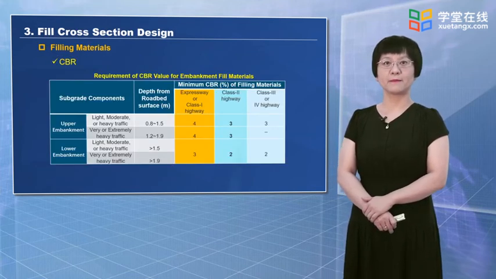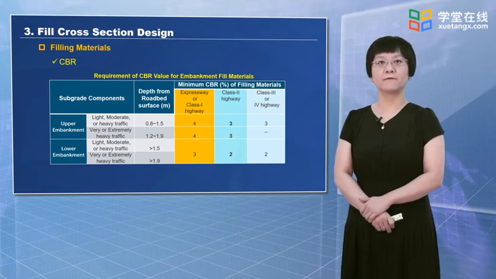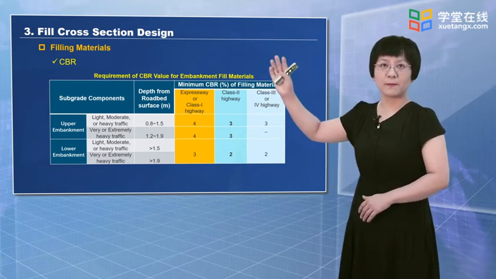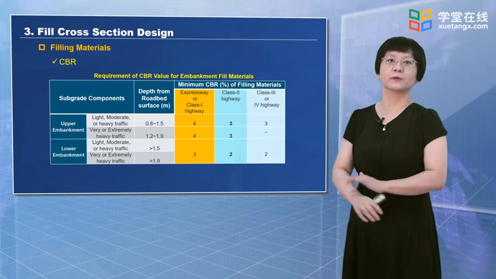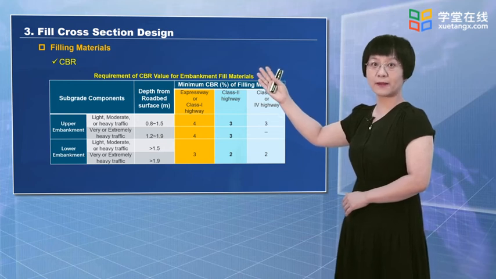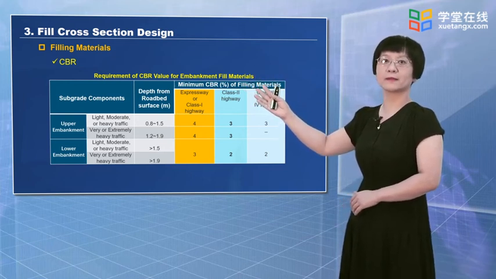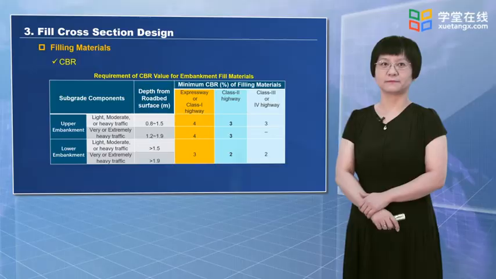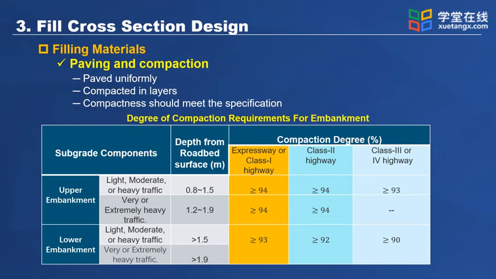The minimum requirements of CBR for embankment fill materials are listed in the table. From the table, we can know the CBR value requirements needed to be satisfied with the upper embankment and the lower embankment under different highway classes and traffic loading levels. The embankment should be constructed layer by layer and uniformly compacted. The degree of compaction should meet the requirements as presented in the table.